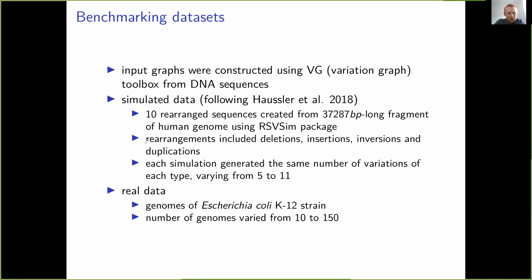In real data, we used genomes of Escherichia coli bacteria, and we took from 10 to 150 genomes, and for each genome set, we created graphs using the variation graph toolbox.